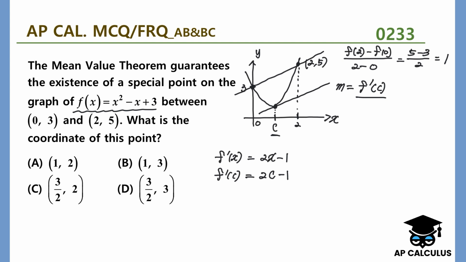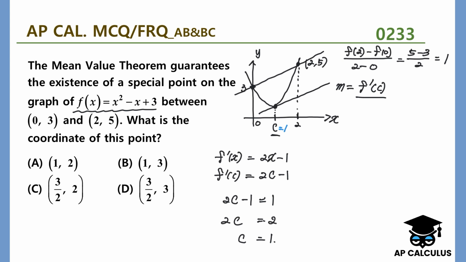So slope of this tangent line, which is equal to this, must be equal to slope of this second line, average rate, 1, right? So we're going to let 2c minus 1 is equal to 1. Then 2c is equal to 2, then c is equal to 1, right? So this value must be equal to 1.